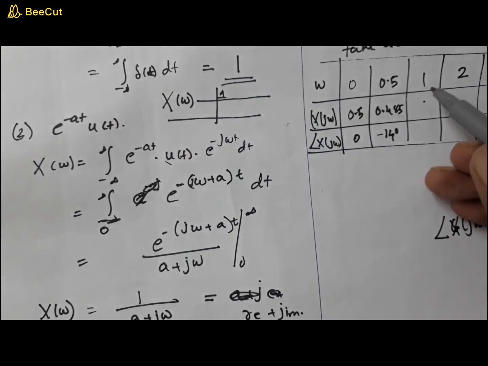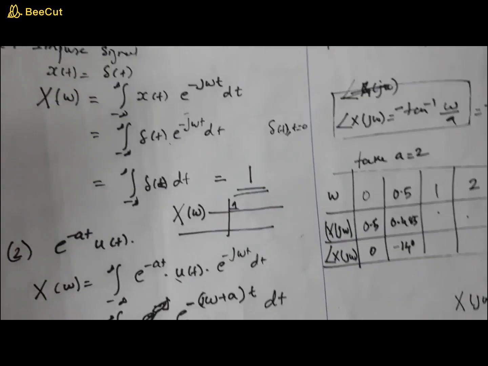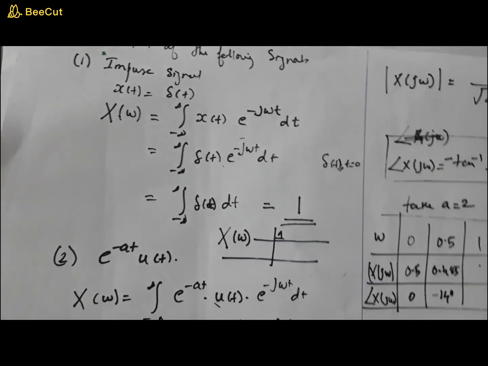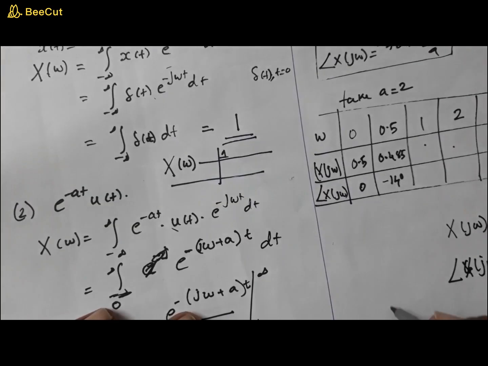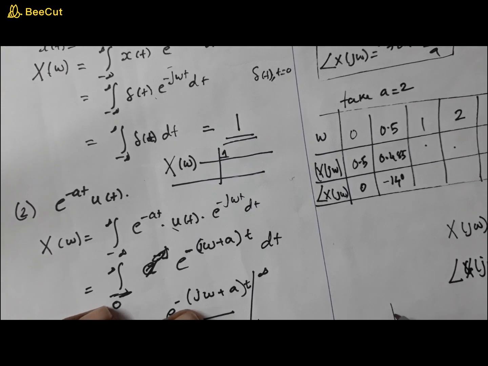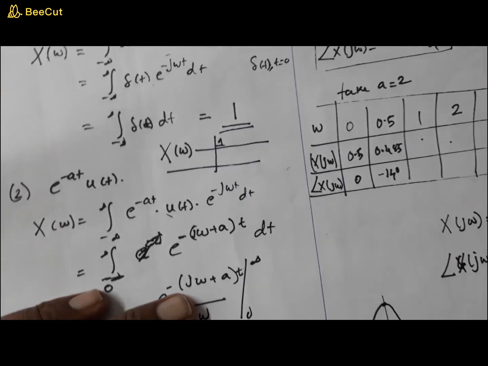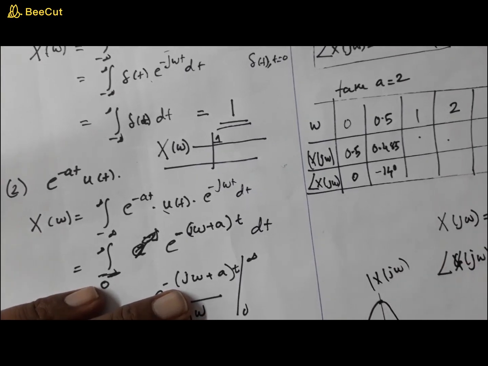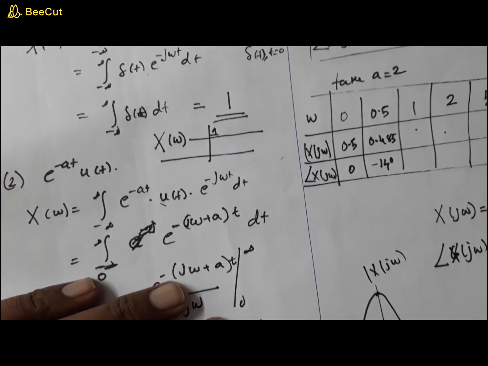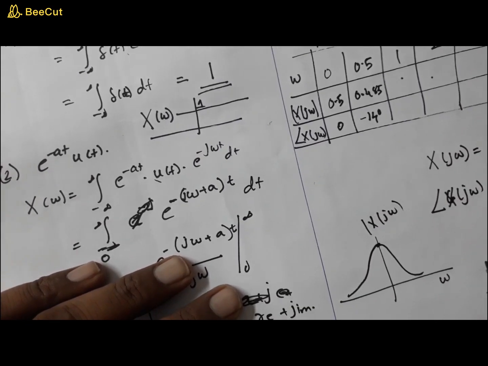So you may calculate all these values for these values of omega, and draw the graph of that. Finally you will get a graph of this form. You will get the magnitude spectrum in this shape. This is your magnitude of X of j omega versus omega, and you will get a phase plot something like this.